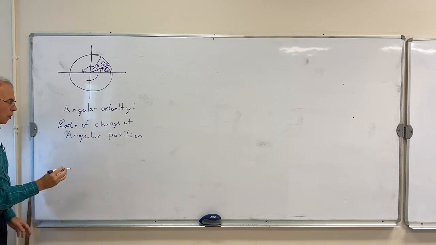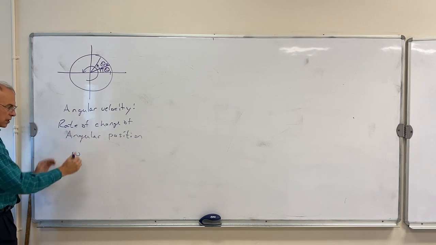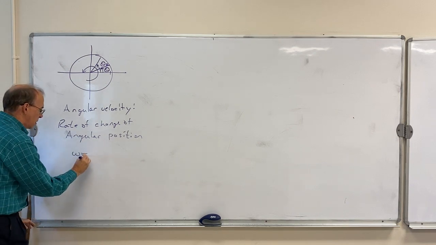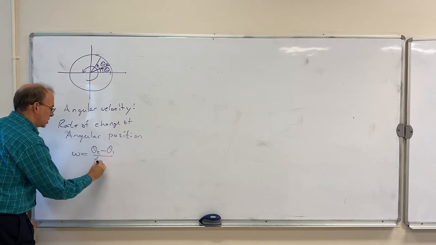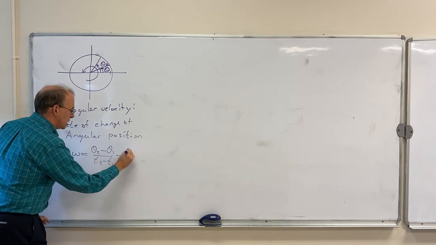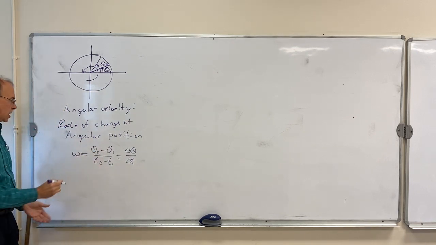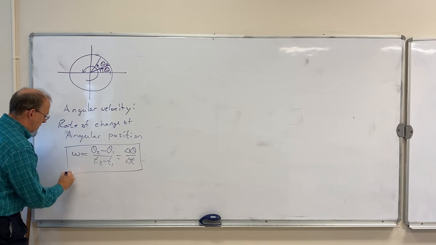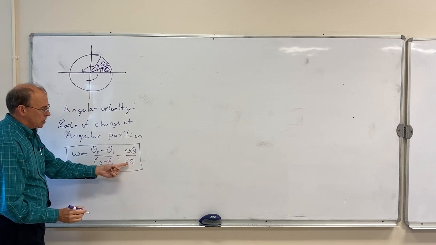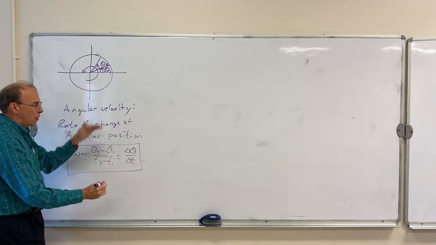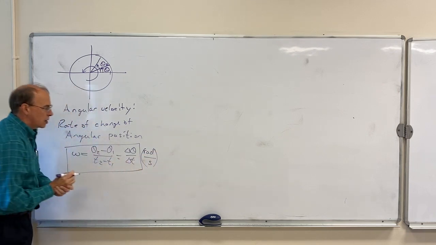We give this the symbol omega. It looks kind of like a W, but it's the Greek letter omega, so it's kind of curved rather than the straight sides of a W. So omega is theta 2 minus theta 1 over t2 minus t1, or just delta theta over delta t. It's just how rapidly the angle is changing. That is called our angular velocity. Its units are units of angle over units of time, and we have to specify here our angle in radians, not degrees, so radians per second.